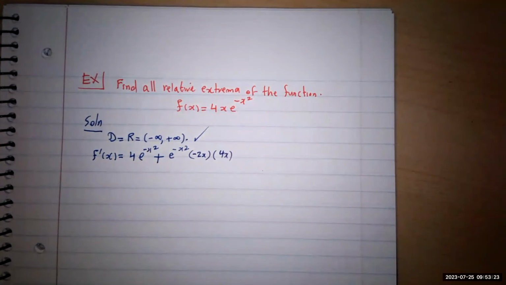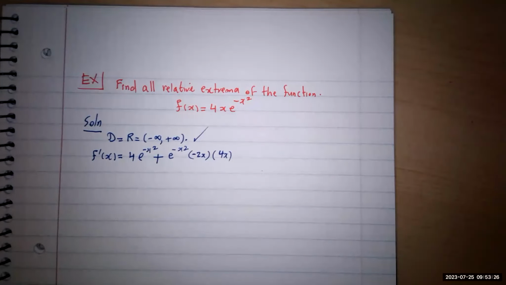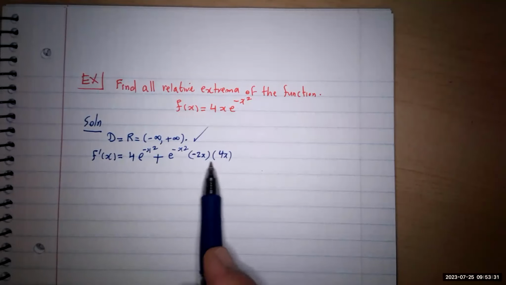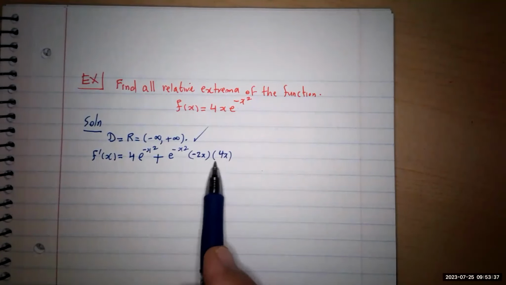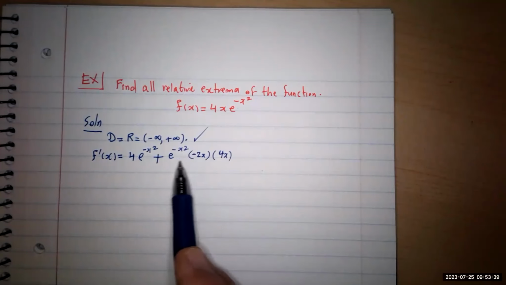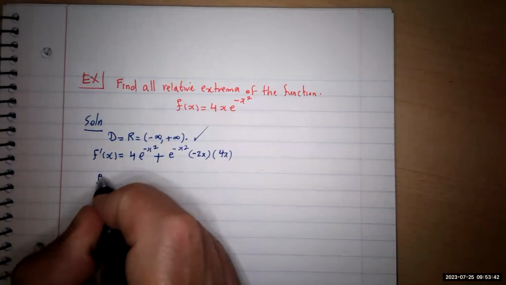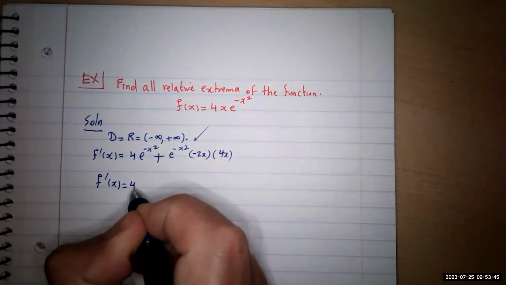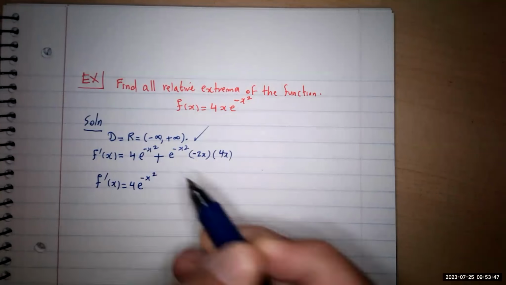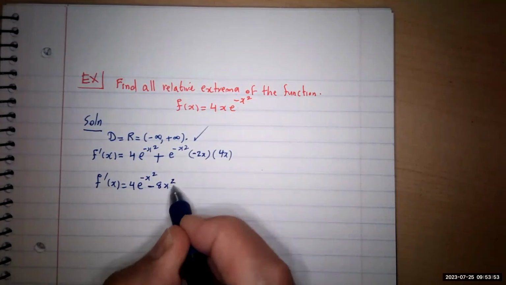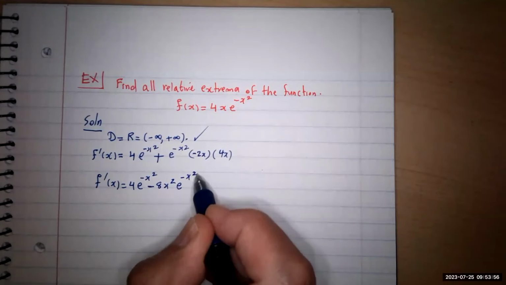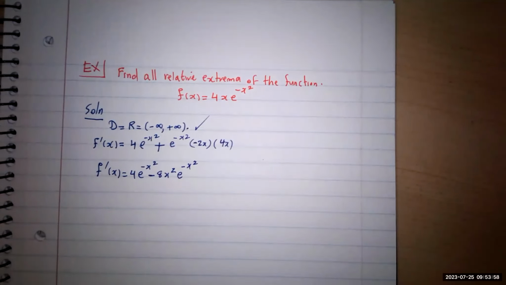That's where you've got to be careful. Then you have to simplify it because you want to let it equal 0. The simplification is to multiply the monomials. Multiply these two together: negative 2x times 4x makes negative 8x squared, and you put it up in front. So your f prime of x is going to be 4 e to the negative x squared minus 8x squared e to the negative x squared. So that would be the derivative of the function.